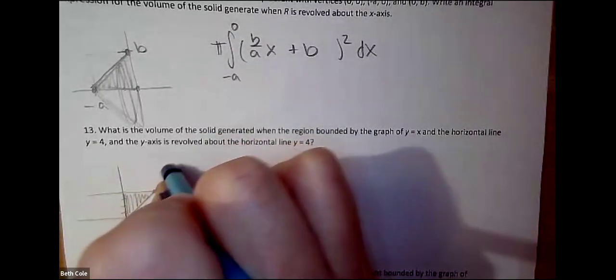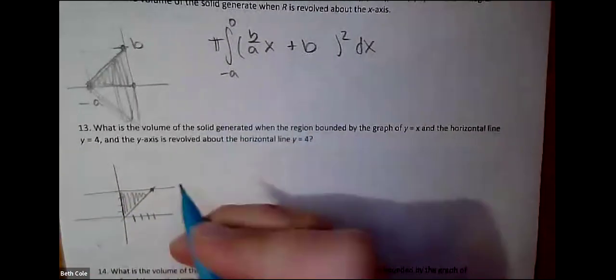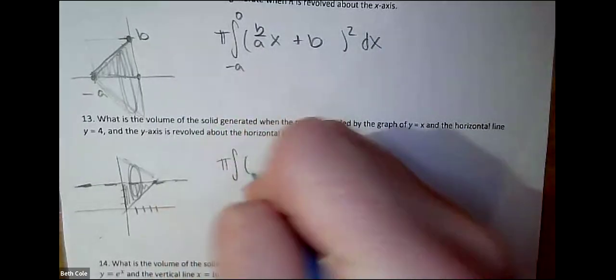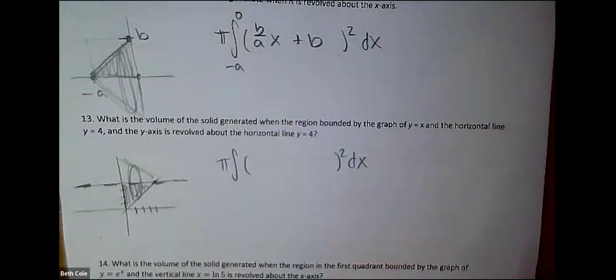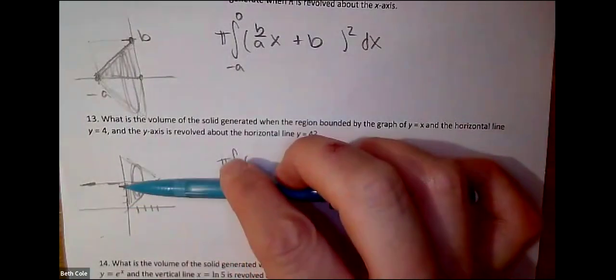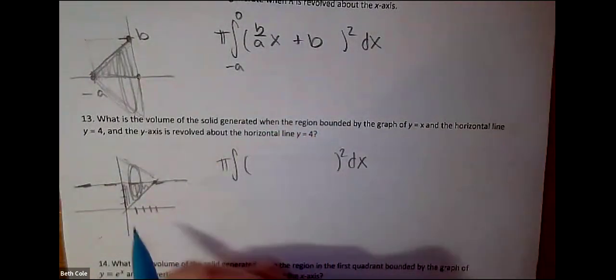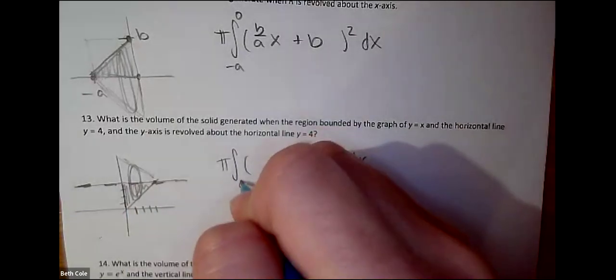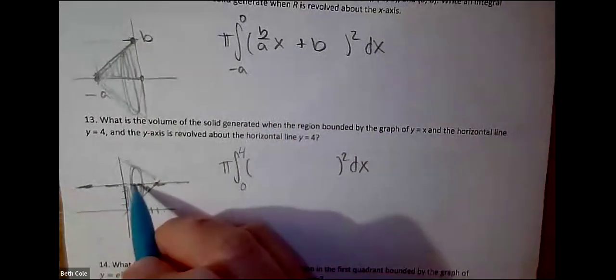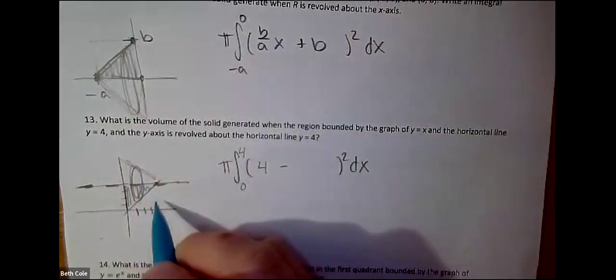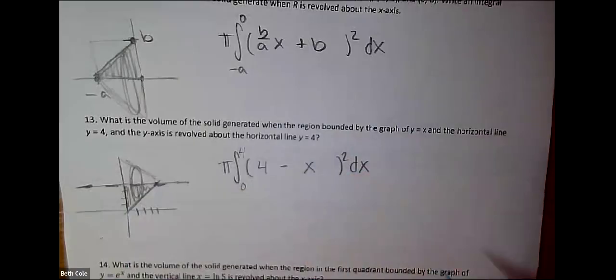I'm going to erase my tails here. So this is our line of revolution, and we're going to spin around that. So it's going to be pi r squared dx. It's like we just took the x-axis and scooched it up a little bit. So revolving around a horizontal line is going to be dx. We want to go from 0 to 4, and it's going to be upper graph minus lower graph. So your upper graph is 4 minus your lower graph, which is x.